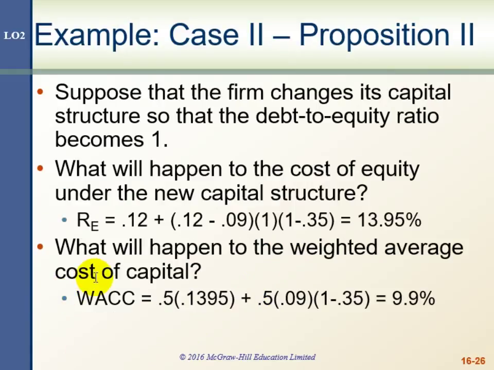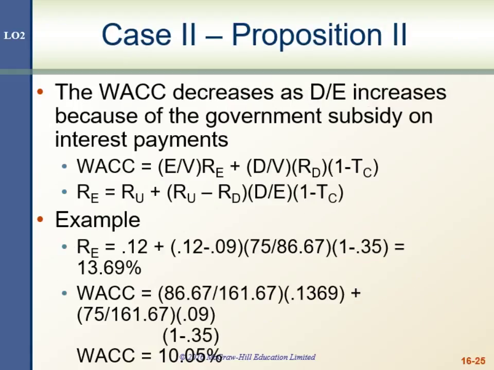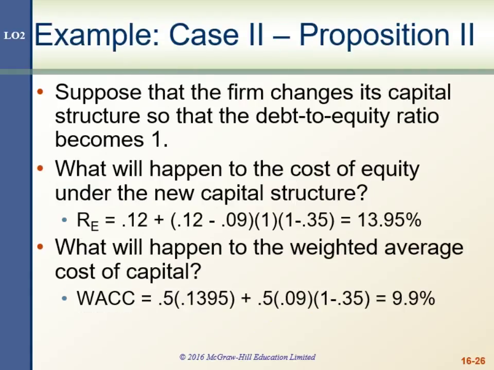All right, so what will happen to the weighted average cost of capital? Well, we have a 1-to-1 debt ratio, so the weight in the capital structure is 0.5 each. So 0.5 times the 13.95 plus 0.5 times the 0.09 times 1 minus the tax rate gives us a weighted average cost of capital of 9.9%. So increasing the amount of debt in the capital structure moved the WACC from 10.05% down to 9.9%. The increase in debt actually decreased the weighted average cost of capital.